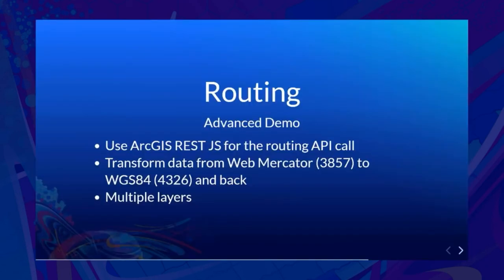For our last OpenLayers demo, we're going to do some routing. This sample will be a little bit more advanced. We'll add a button to our map. We'll wire it up so that when the button is clicked, we will take two random points from the points layer and get a route between those two points using the ArcGIS REST.js library and show the results to the user. This will involve transforming data from Web Mercator to WGS84, as well as showing data in multiple layers, the points as well as the route result layer. So let's jump in.